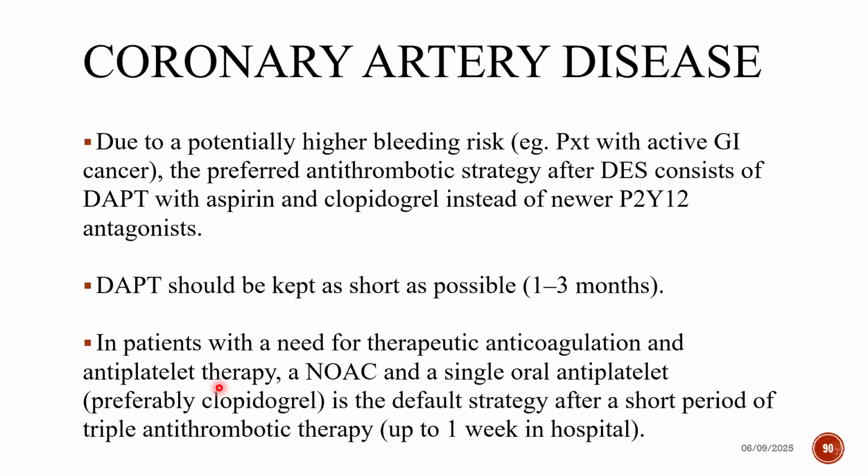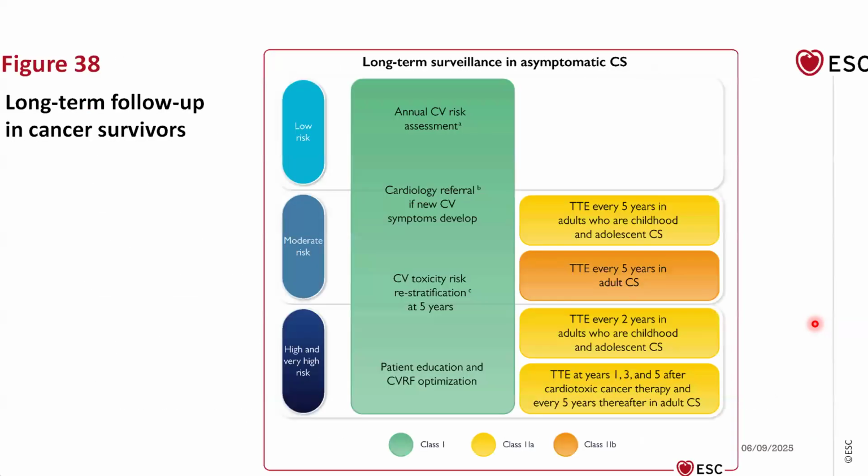Dual antiplatelet therapy should be kept as short as possible, usually between 1 to 3 months in patients with a high bleeding risk. And in patients with need for therapeutic anticoagulation and antiplatelet therapy, a NOAC and a single oral antiplatelet, preferably clopidogrel, is the default strategy after a short period of triple antithrombotic therapy. Usually this is after about a week in hospital.